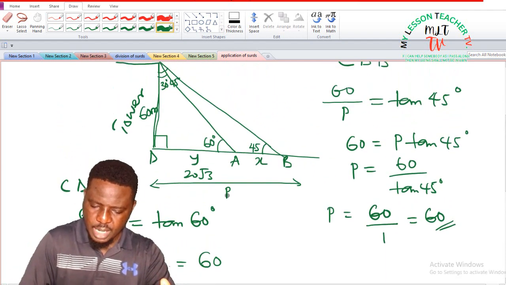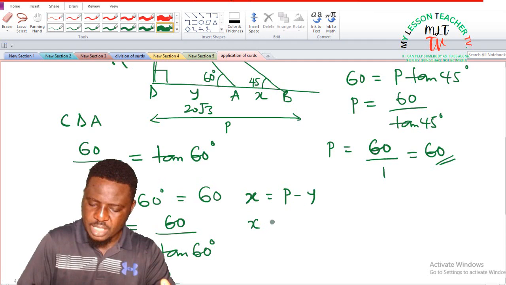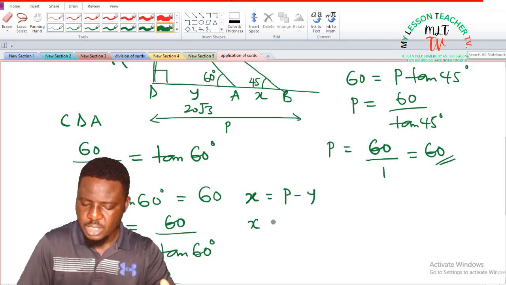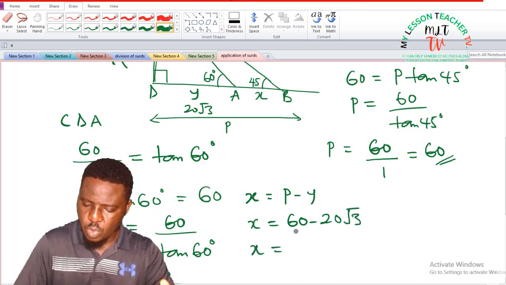So I have gotten P as well as DA, of which we said x is equal to P minus y. So therefore x, which is the distance between the two ships, is equal to 60 minus 20 root 3. And in short form, x is said to be equal to, I will now factorize out 20.